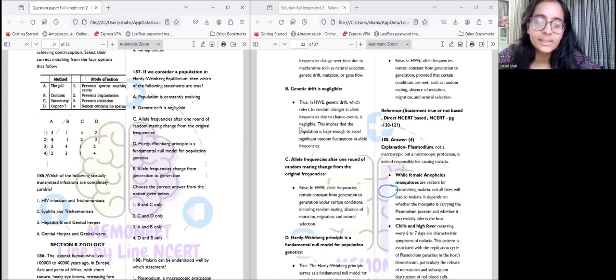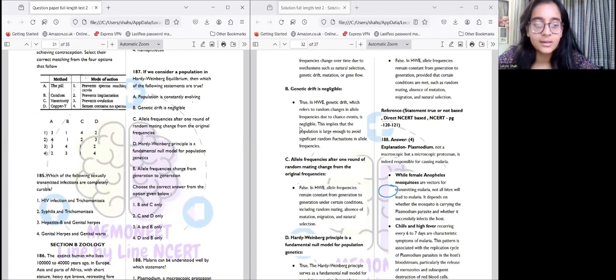Okay, so for question number 187, if we consider population in Hardy-Weinberg equilibrium, then which of the following statements are true? So now, population is constantly evolving. Okay, no, population is not constantly evolving in Hardy-Weinberg equilibrium. Is genetic drift negligible? Yes, that's correct. So this is the correct option. Now B, and along with it, it's either C or D.